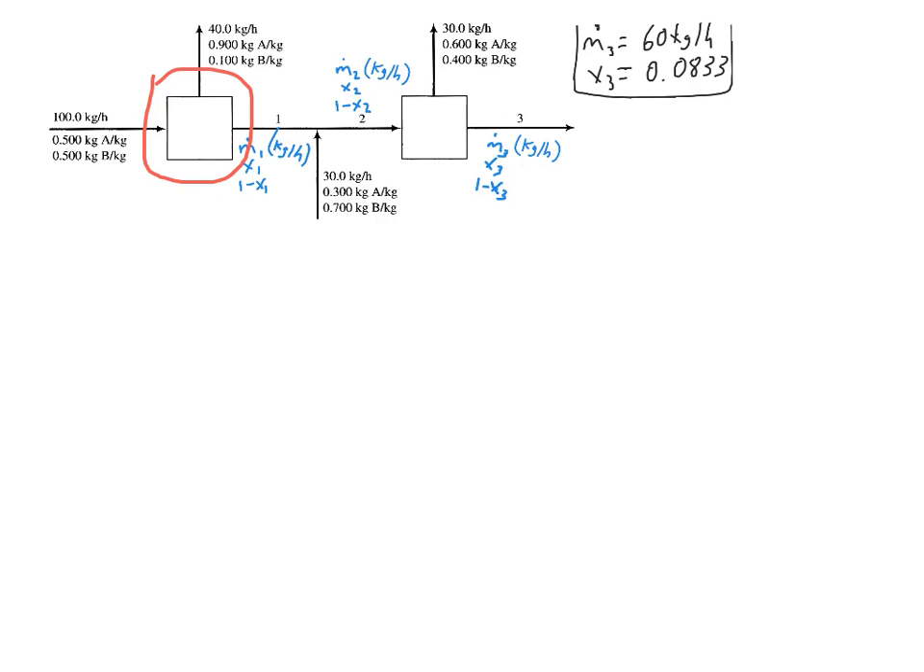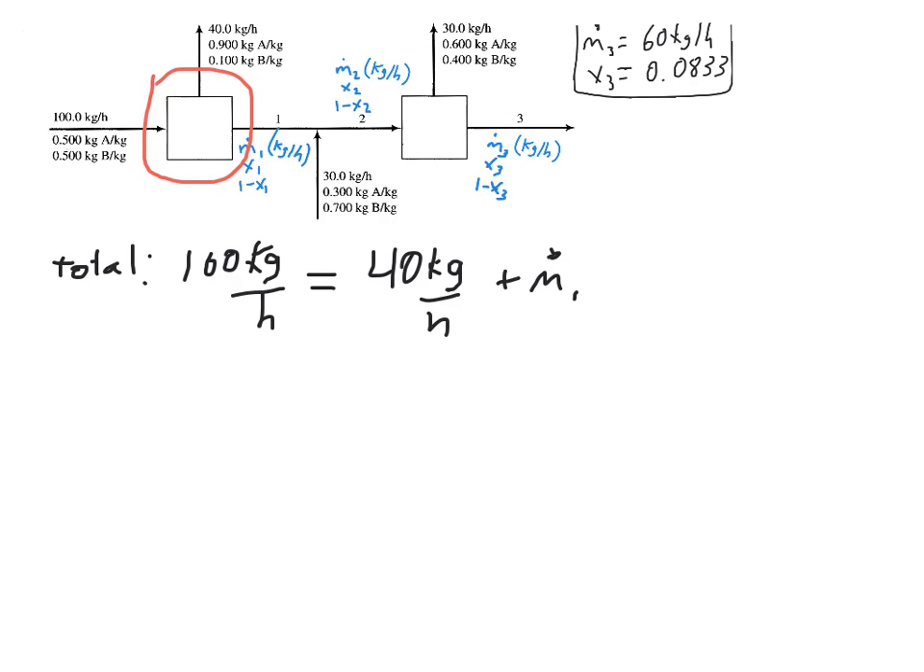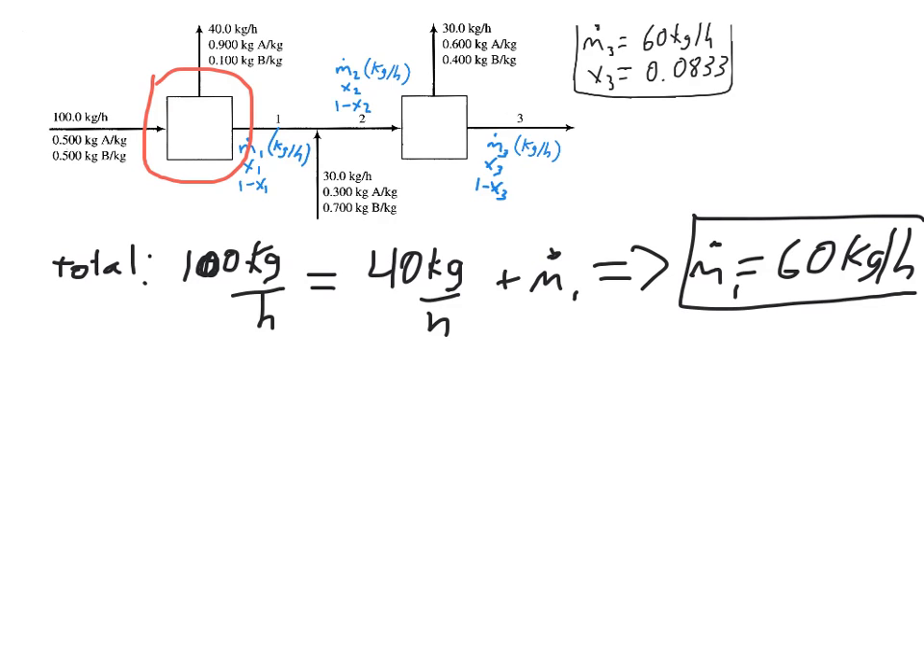And I can go ahead and do a total balance. In this case, 100 kilograms per hour is equal to 40 kilograms per hour plus M1. Well, now that means it's pretty straightforward to find out M1 from this equation. That tells us M1 is equal to 60 kilograms per hour. Put a little box around that answer.